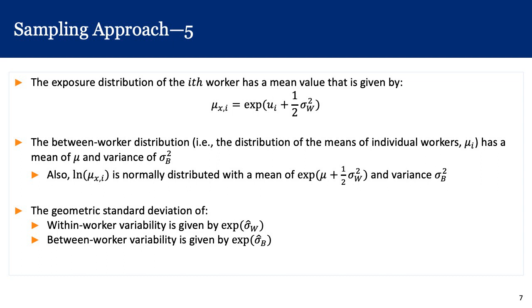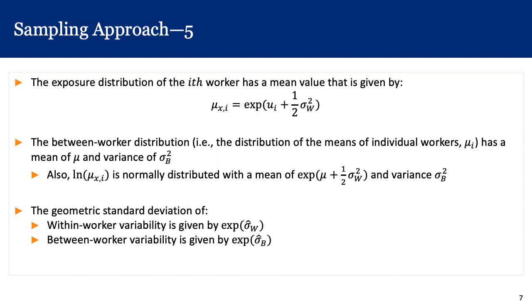So mu of xi, which is the mean of the exposure distribution of the ith worker, is given by the exponent of mu of i plus 1/2 of sigma w squared. And the mu of i and the sigma w squared are the mean and the standard deviation of the log transformed values of the ith worker.